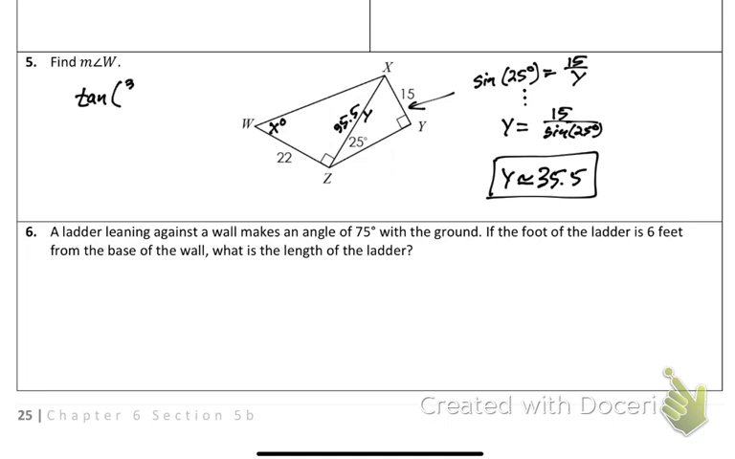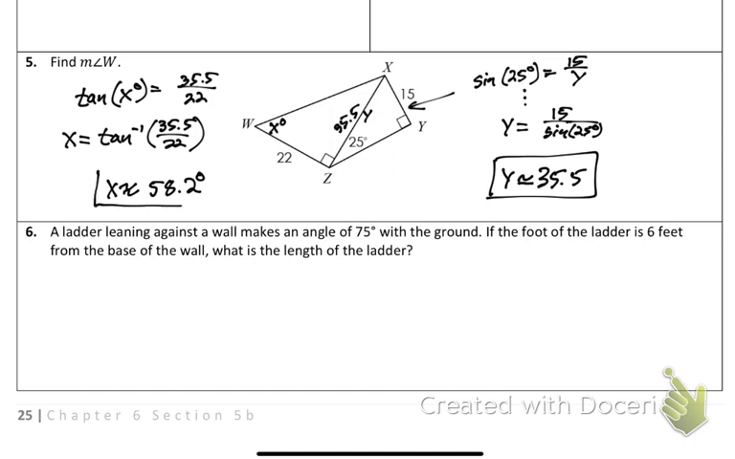So tangent of, what do we have? X, because we're missing that angle, equals 35.5 over 22. We're going to change that to tan inverse. And that should give me about, correct me if I'm wrong, I got 58.2 degrees. Am I good? Yeah. Then that would equal 58.2 degrees.